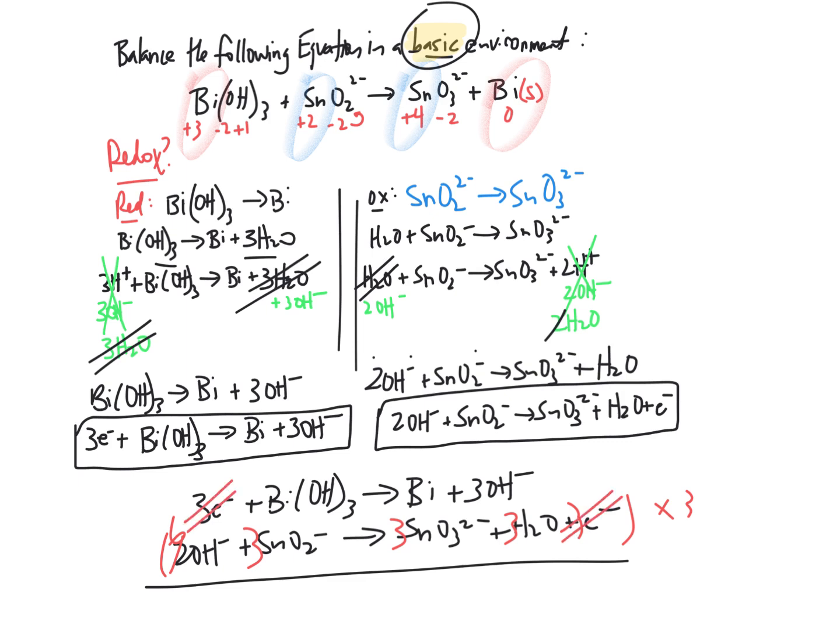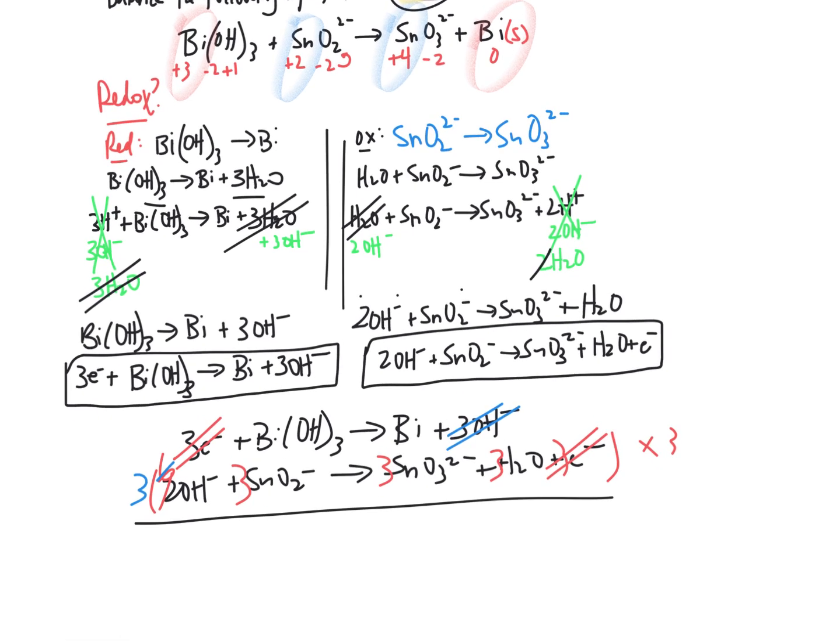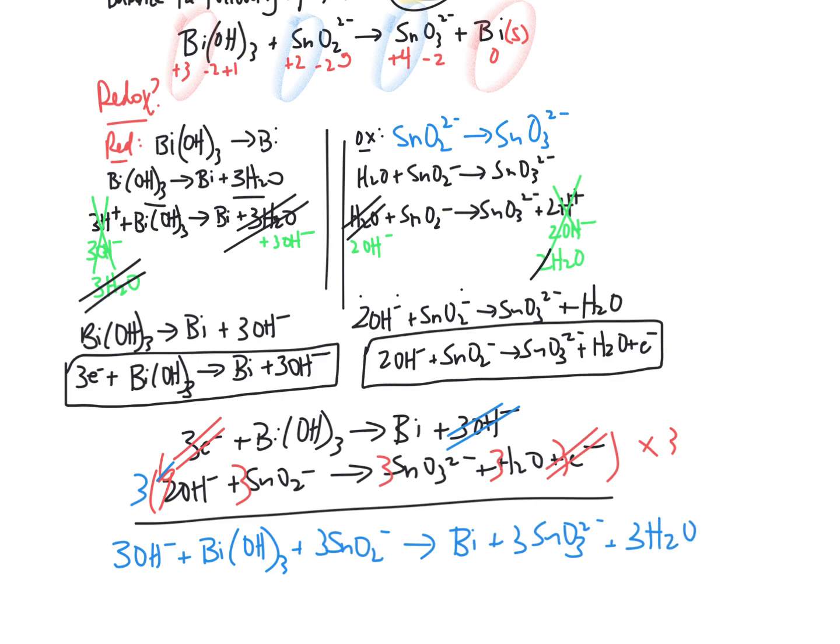Okay? And what else can we cancel? We're going to cancel those hydroxides. We're going to have 3 hydroxides over there. And that is about it. Let's write the final thing. 3 hydroxides plus bismuth hydroxide plus 3 SnO2 minuses turns into bismuth solid plus 3 SnO3 minus plus 3 H2Os. And no electrons in the final thing.